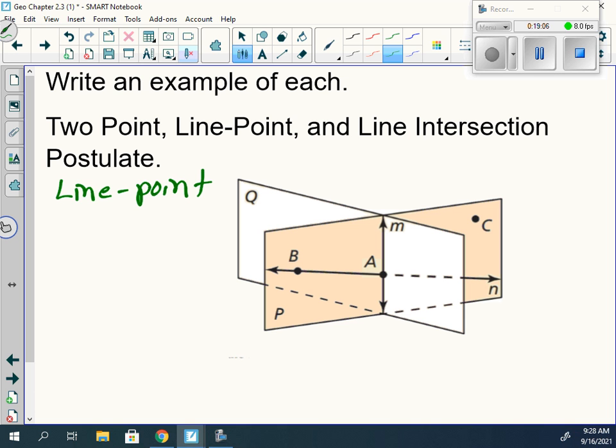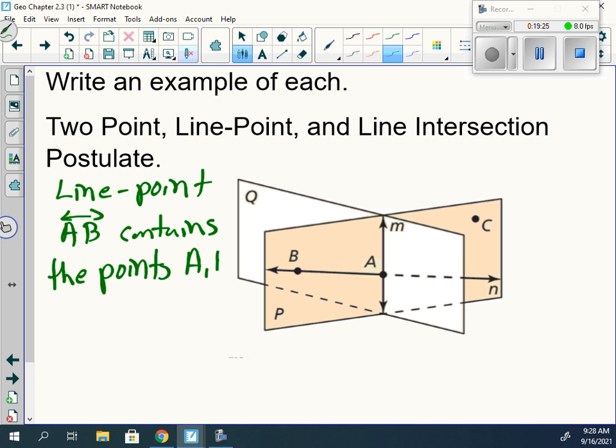Well, what does the line point postulate say? A line contains at least 2 points. Line AB contains the points A and B.